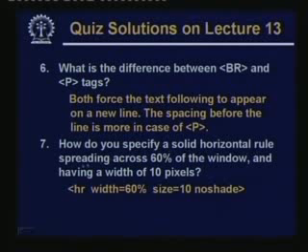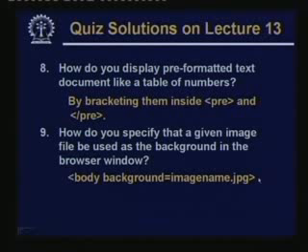How do you specify a solid horizontal rule spreading across 60% of the window and having a width of 10 pixels? HR, width equal to 60%, size equal to 10, and for solid you have to give this noshade. How to display a pre-formatted text document like a table of numbers? By bracketing them with pre and end pre. How to specify that a given image file is to be used as the background in the browser window? By specifying the background attribute of the body tag.